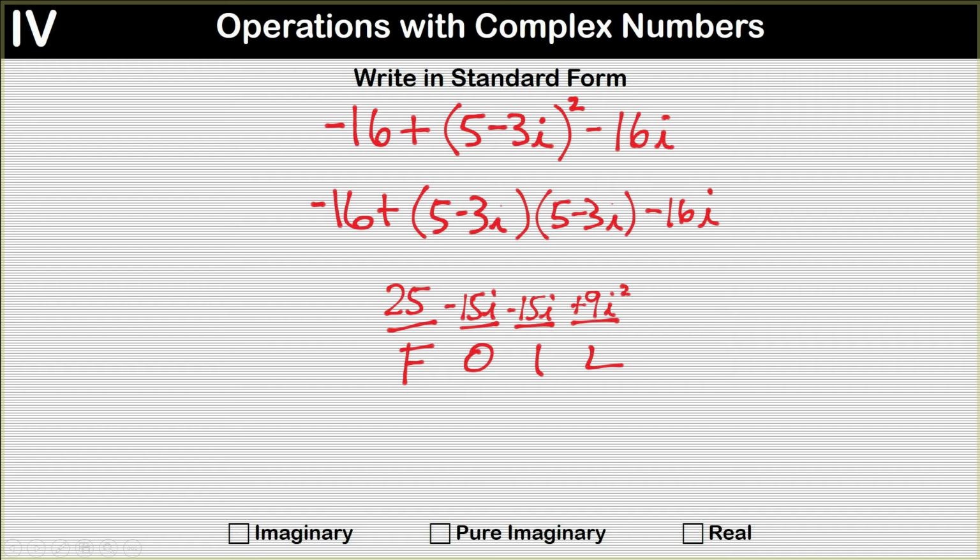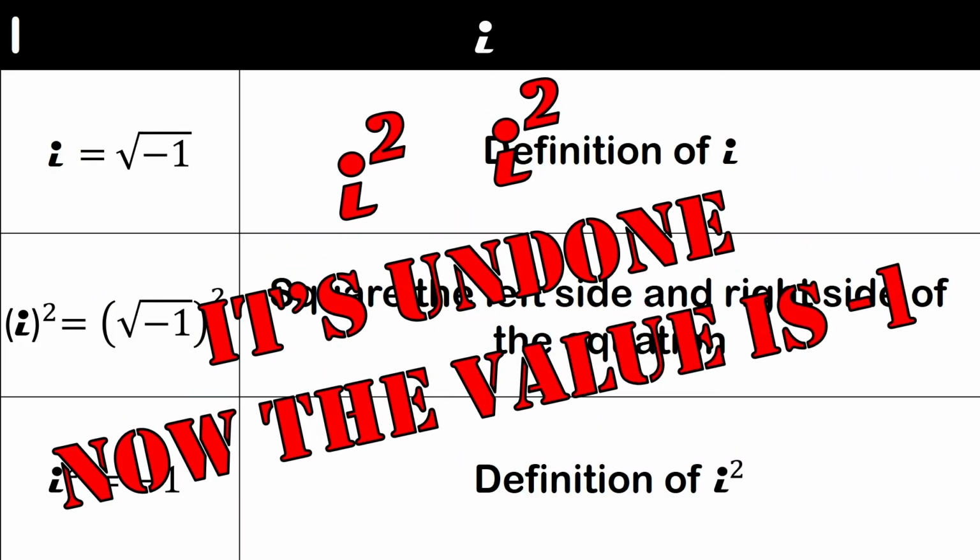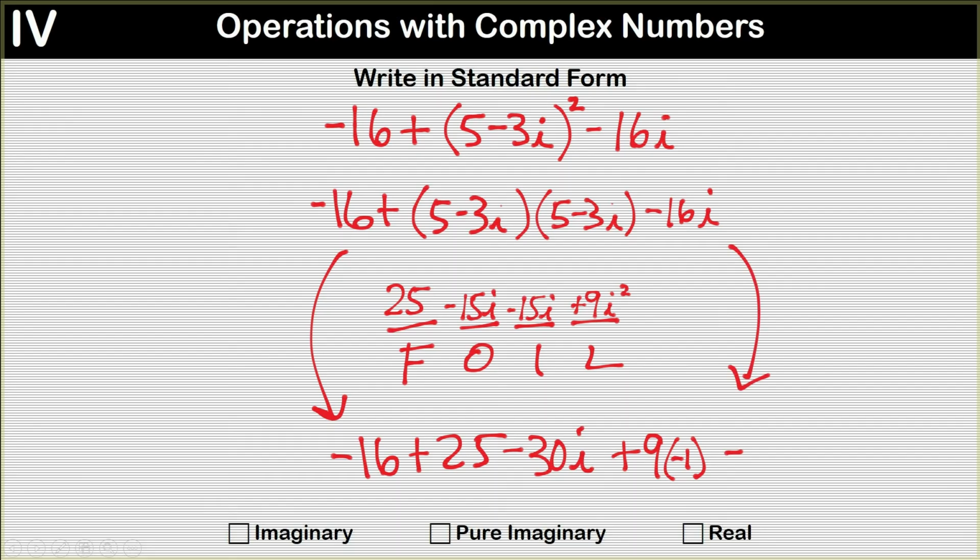So now when we simplify, we have negative 16, plus 25 minus 30i plus 9 times negative 1. I squared is undone. Now the value's negative 1, minus 16i. I'll have negative 16 plus 25 minus 30i minus 9 minus 16i.